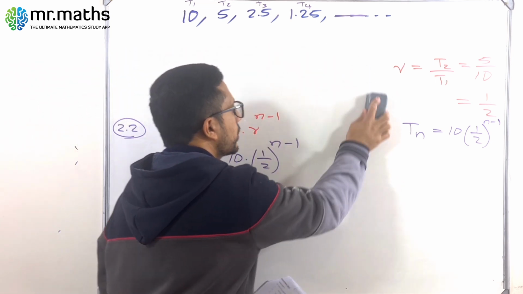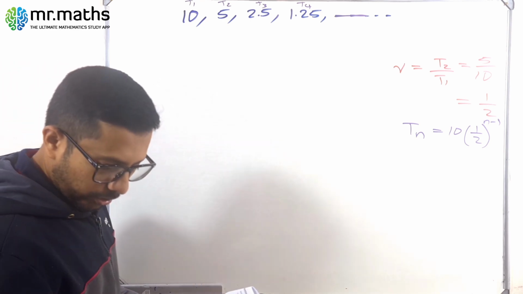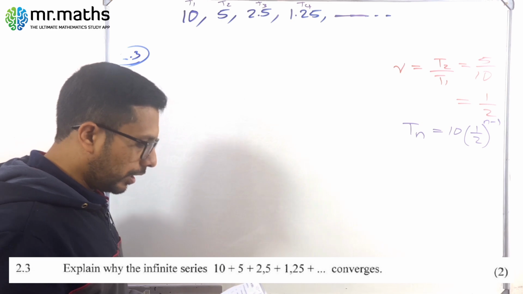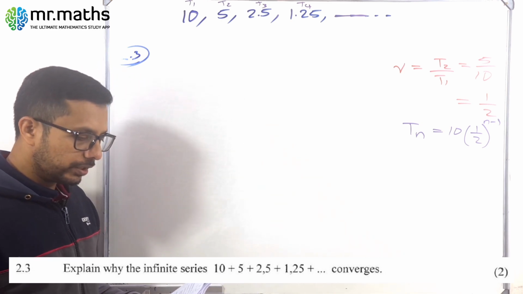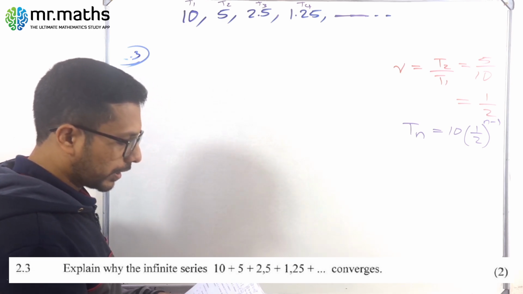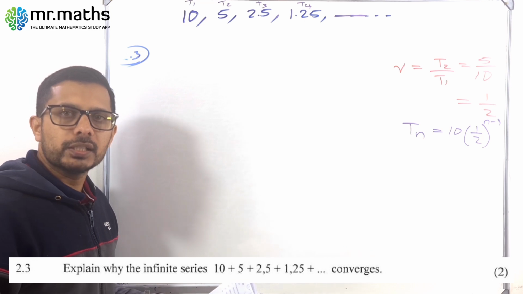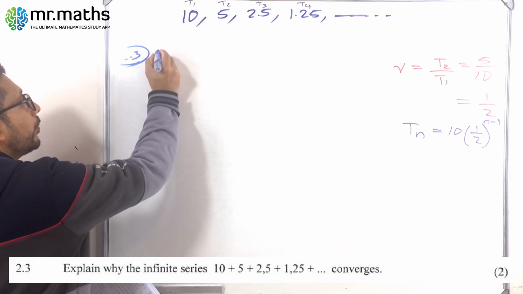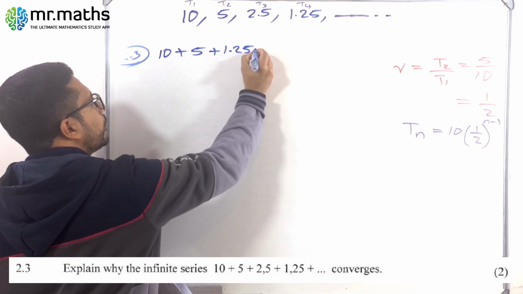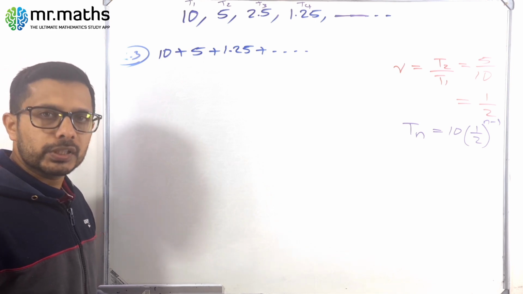Now let's move to the next question, 2.3. Question number 2.3. What is that question? Explain why the infinite series 10 plus 5 plus 2.5 plus 1.25 plus etc. converges. So you have to explain why this series, the same numbers added, converges.